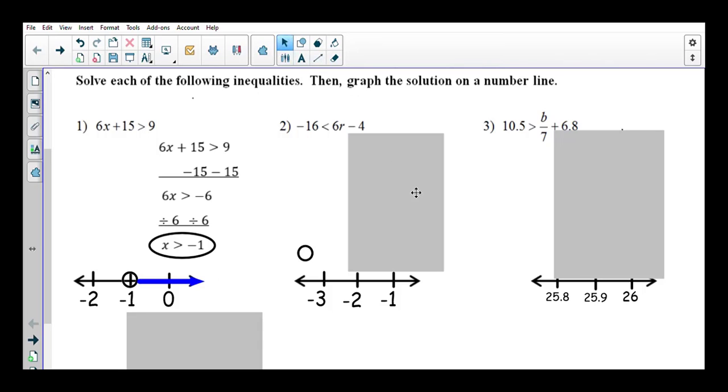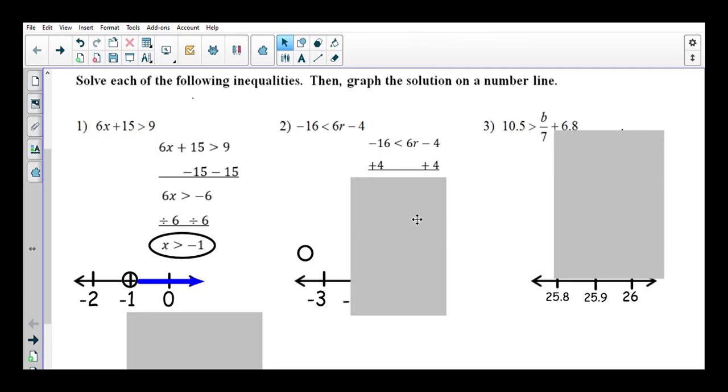We have negative 16 is less than 6r minus 4. We want to get rid of our constant of minus 4 here, so we're going to add 4 to both sides. Negative 16 plus 4 is negative 12. So we have negative 12 is less than 6r. Just like our last question, the inverse of multiplying by 6 is to divide by 6. So I get negative 2 is less than r.